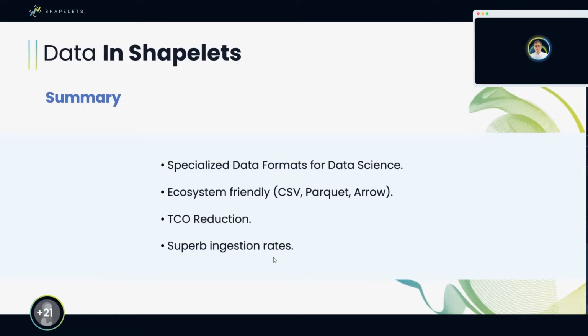Now, as a summary from my end, I just wanted to say that the improvements that we have introduced, that we have been so passionate about over the last few months, have given us an edge in terms of having specialized data formats for data science, which is really what we want. We have kept our compatibility with systems like Arrow, Parquet, CSV files, you name it. It's not a problem for us to get data in and out of the system, so there is no lock-in whatsoever with Shapelets.